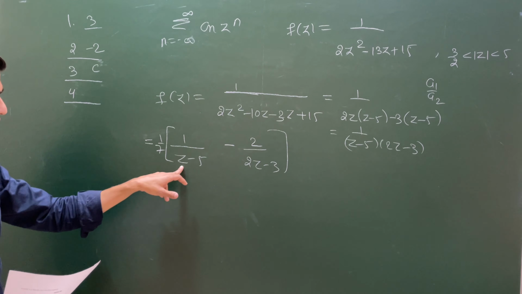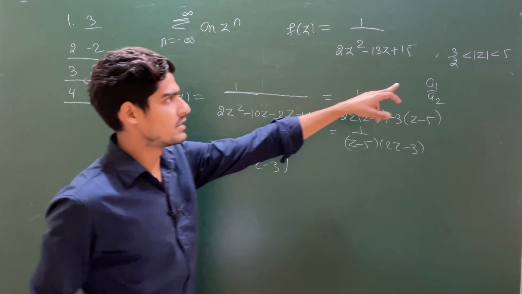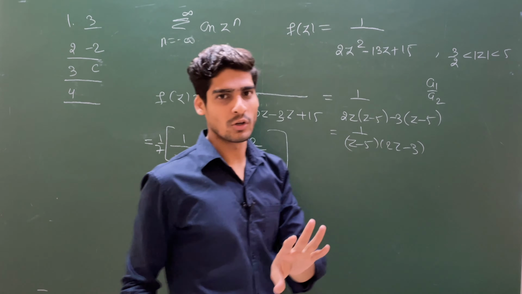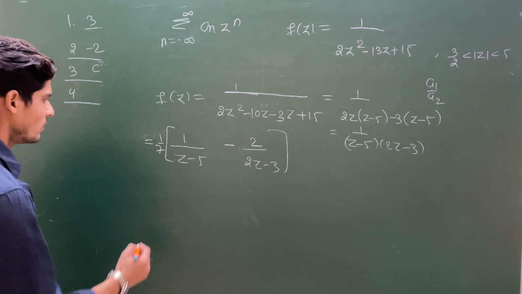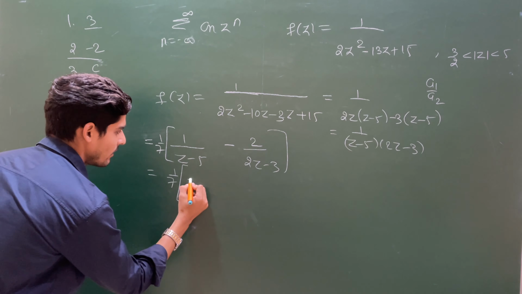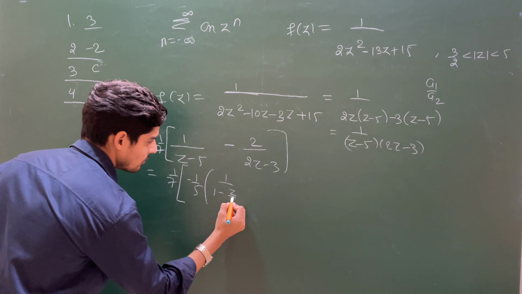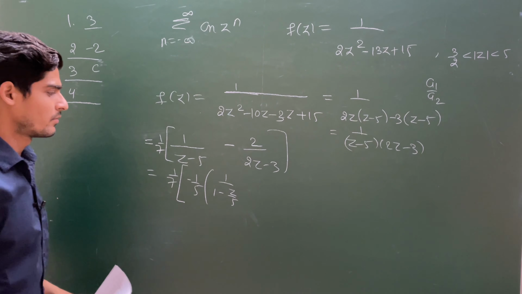Now, if I use z minus 5, can I get this region? No, definitely I am not going to get it. So what I will do here, I will take 1 by 7, and I will take minus 1 upon 5 common, then I will have 1 upon 1 minus z by 5.